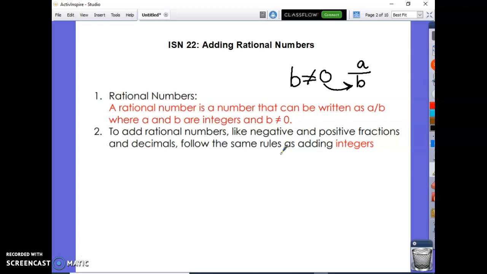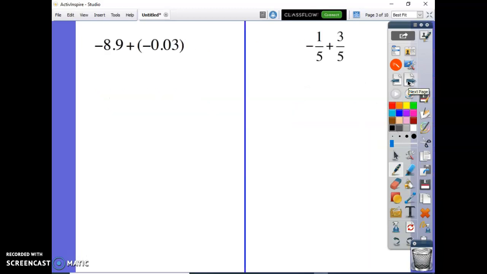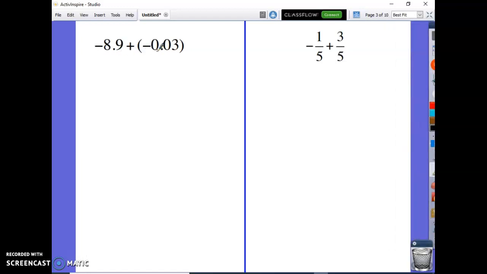So when you're adding integers, we use the adding integer song. Same signs add and keep, different signs subtract, keep the sign of the bigger number, then you'll be exact. Those same exact rules apply when you're adding and subtracting decimals and fractions. So the first one says negative 8.9 plus negative 0.03. Well, they're both the same sign, so we're going to add them together and keep the sign.